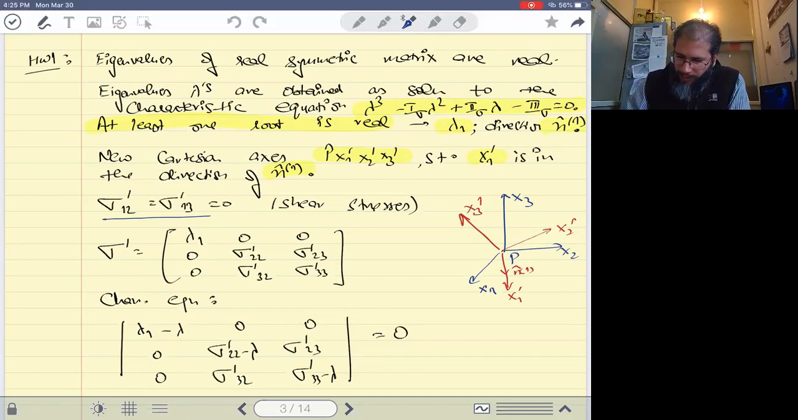Just as a reminder, the stress vector in the n1 hat direction has the three components.